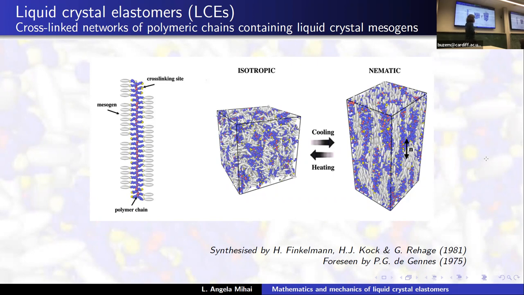So here it's shown a phase transition. This is the isotropic, perfectly disordered state where mesogens are perfectly disordered. Now, when the material is cooled, a nematic order is obtained. And here you see an n, this will give you the nematic director. So this gives you the average orientation of the liquid crystal. It's not a perfect orientation. It's an average orientation of the liquid crystal mesogens. The process is reversible, it's perfectly reversible.